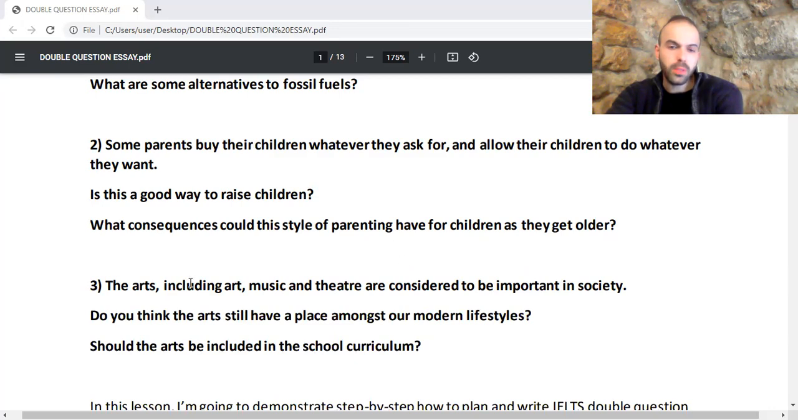The third question: the arts, including art, music, and theater, are considered to be important in society. Do you think the arts still have a place amongst our modern lifestyles? Should the arts be included in the school curriculum? So we have two different questions and they can be linked in some way, which is okay.